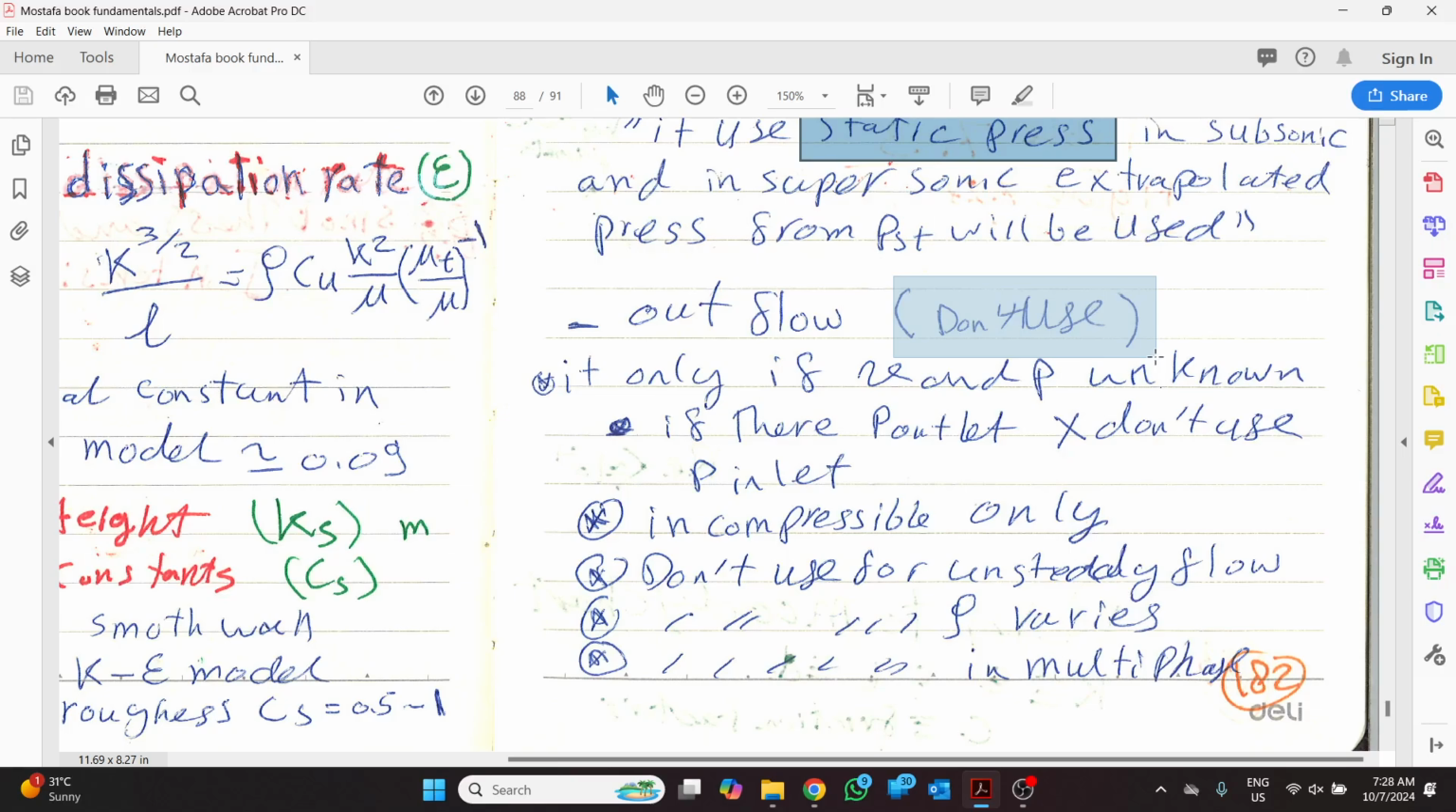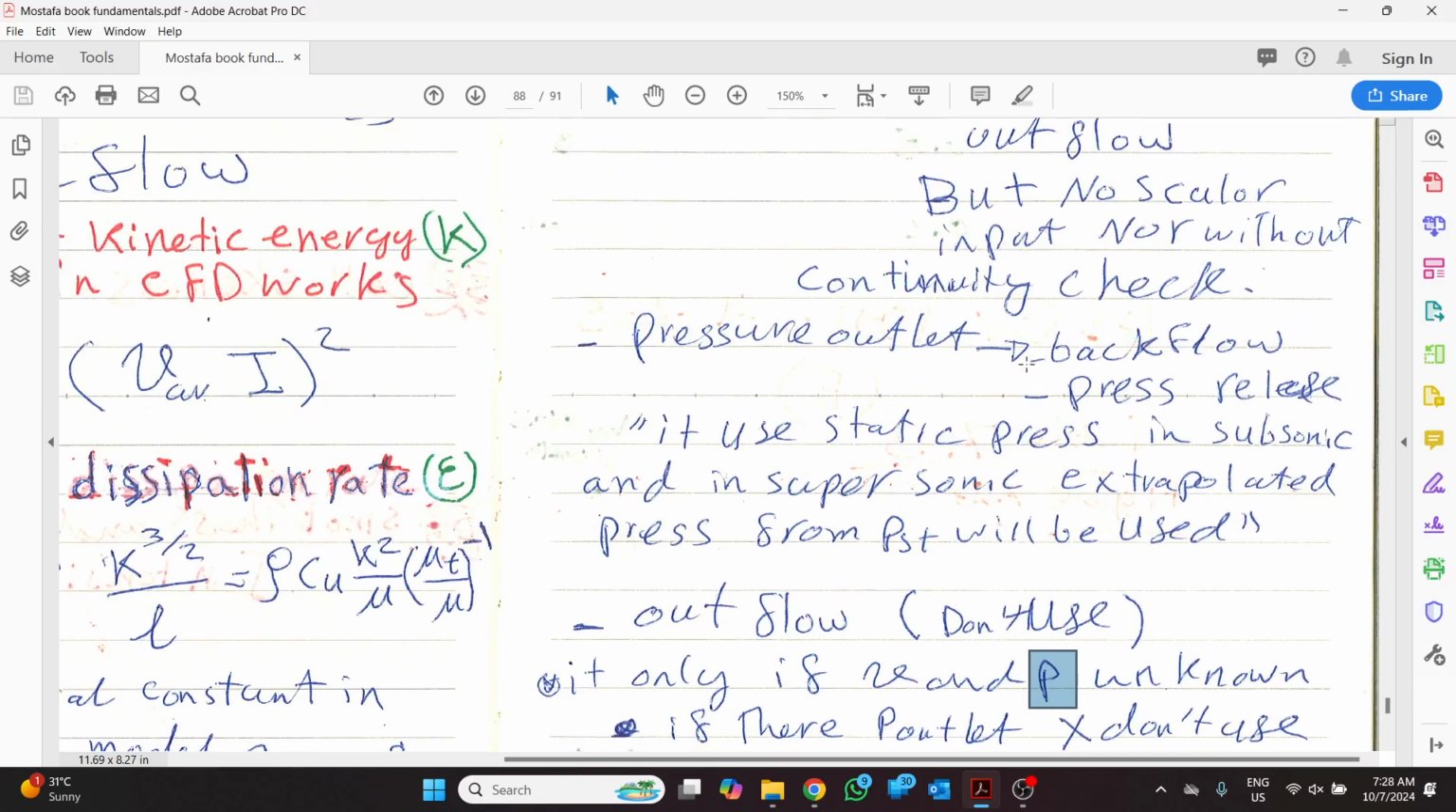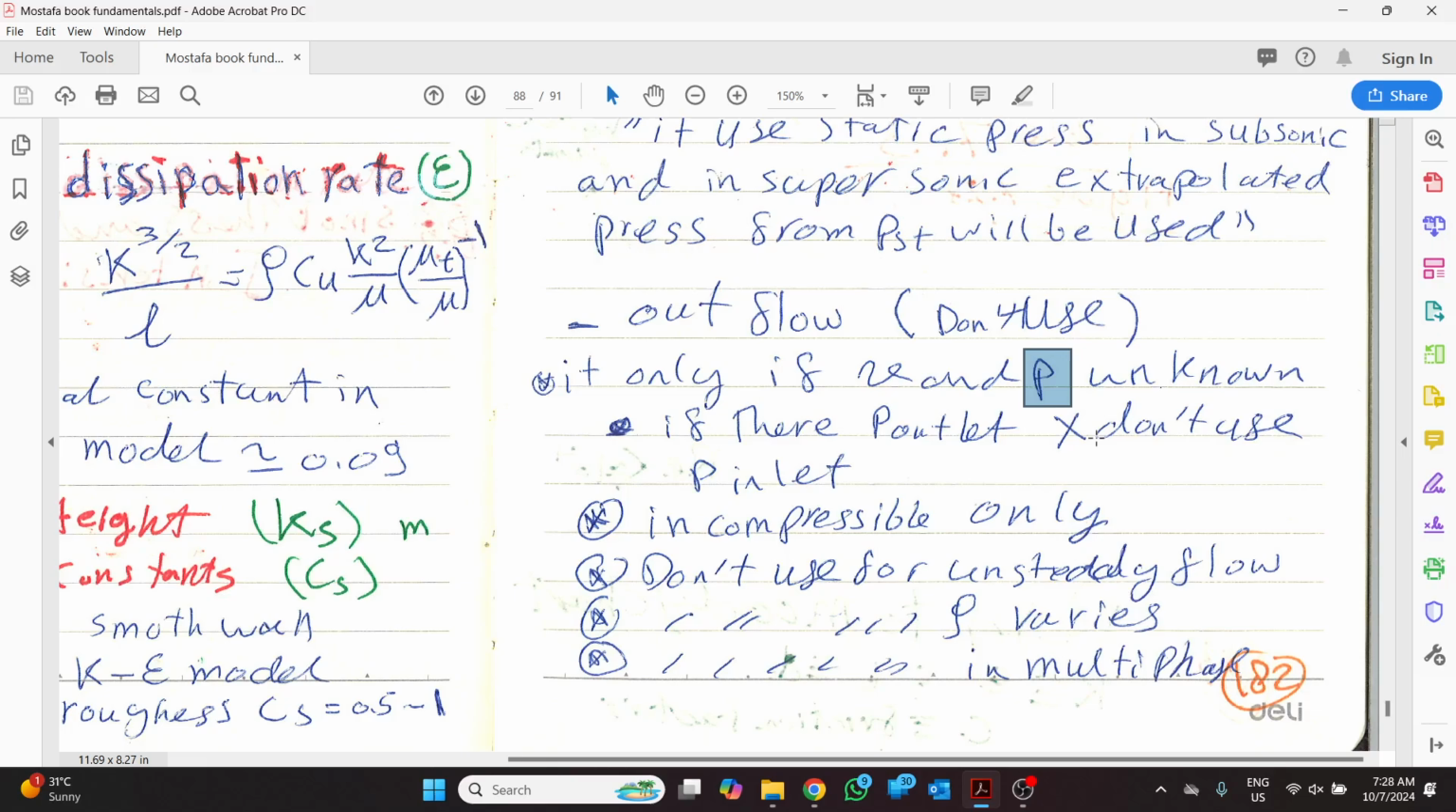Outflow: don't use it unless you really need it. Why? If you use it, that means you don't know the velocity or the pressure, because those are the main ones you're going to use. If you don't know both, then you define the outflow as a mass.